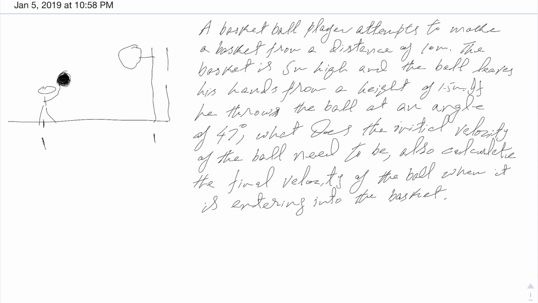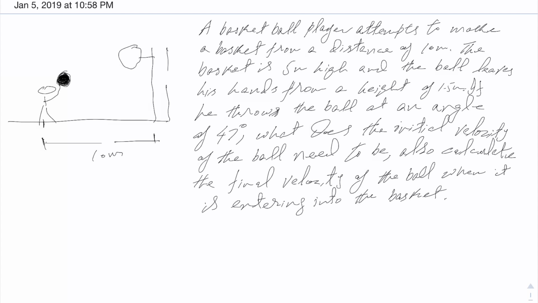A basketball player attempts to make a basket from a distance of 10 meters. So what this means is that this 10 meters is the distance between the player and the basket. So this is 10 meters.